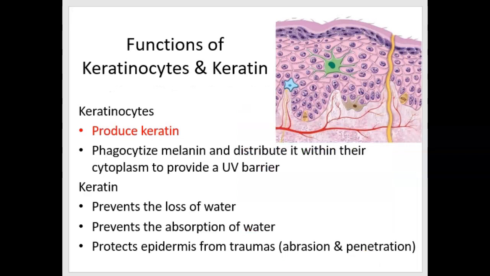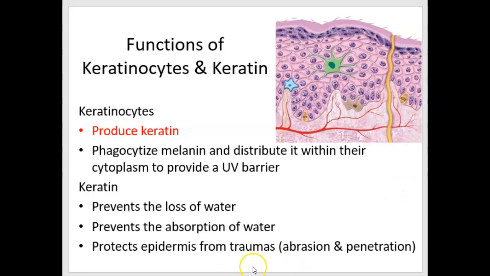So the keratinocytes make keratin. That's a big thing. It's a protein. When the cells die up at the top in the stratum corneum, the keratin bundles are left, and that helps provide a protective barrier.